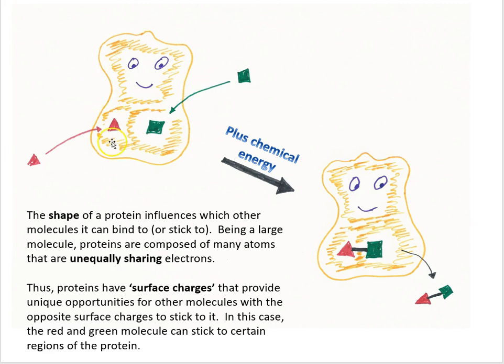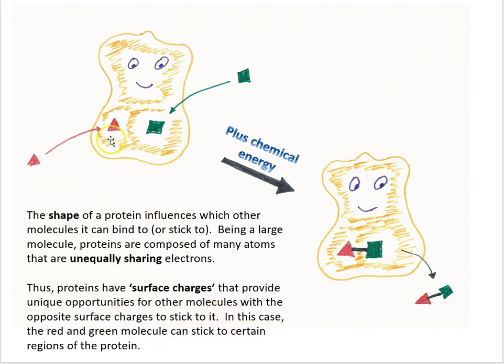To take the example of this protein here, the shape of the protein influences which other molecules it can bind to or stick to. Being a large molecule, proteins are composed of many atoms, and some of those atoms are unequally sharing electrons. We saw this in the earlier lesson. The water molecule, the oxygen, is hogging electrons, so it's partially negatively charged. Well, likewise with proteins, they are going to have surface charges, and that provides opportunities for other molecules with the opposite surface charges to stick to it. In this case, the red and the green molecule can stick to certain regions of the protein.